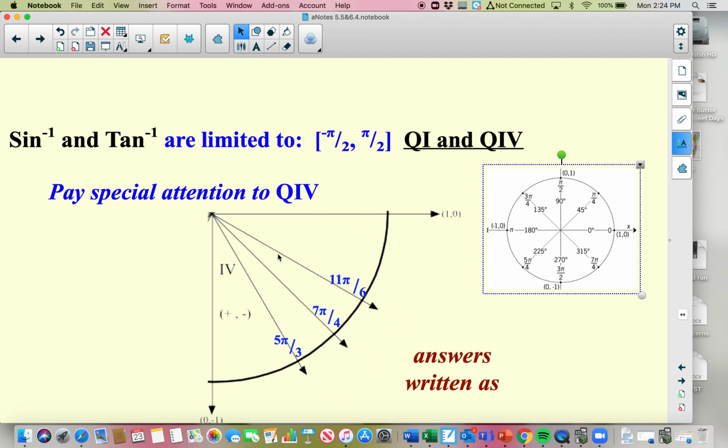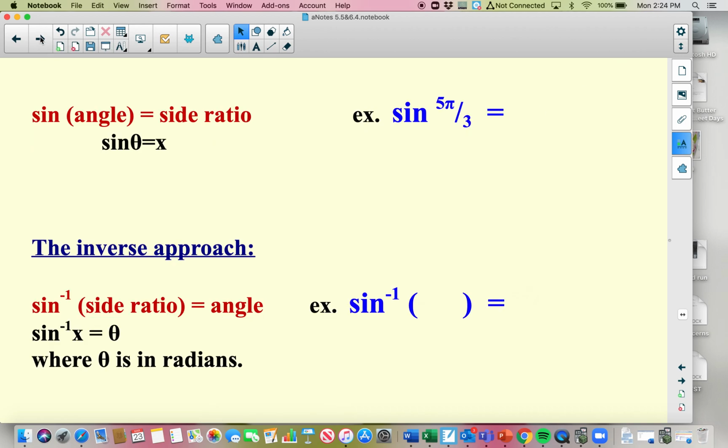So make yourself a note. Anything in the fourth quadrant when you're evaluating inverse sine or inverse tangent, these three key angles are going to be -π/6, -π/4, and -π/3. So you need to write your answers as the red and not the blue when you get into inverse sine and tangent quadrant 4. And you'll see that as we look at a couple of examples.